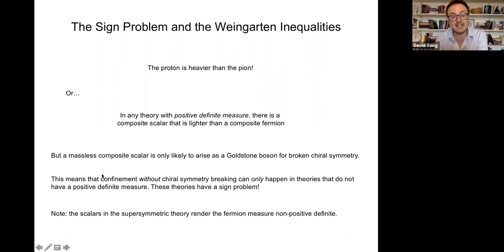Flipping that on its head, it means that you can get confinement without chiral symmetry breaking, or you can get massless chiral fermions without symmetry breaking, only if theories do not have a positive definite measure. And these are precisely the theories that have a sign problem. So it's a chain of arguments that show you can achieve what I want to achieve, but only if your theory has a sign problem.